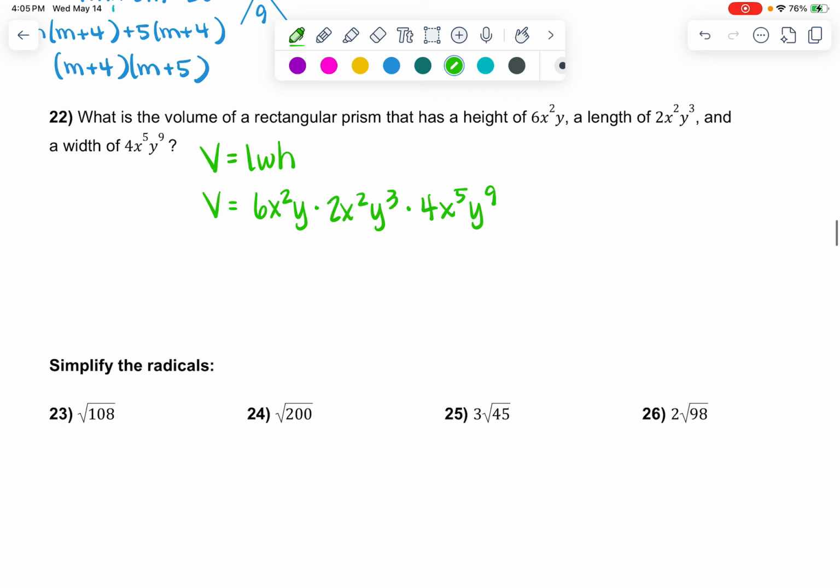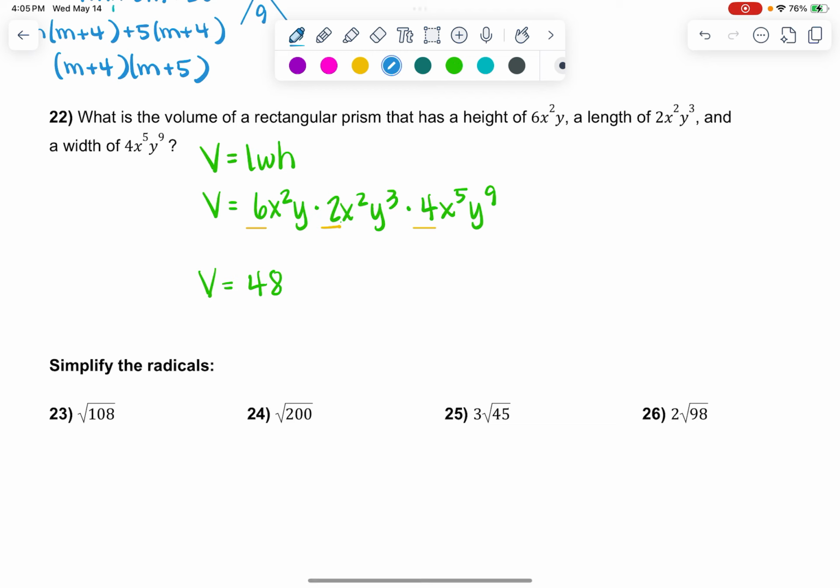And this is just exponent rules, right? Pretty basic ones at that, right? So remember, numbers just get multiplied together as they do, right? So we're going to get 6 times 2 is 12. 12 times 4 is 48.